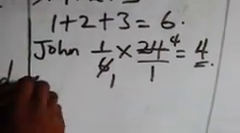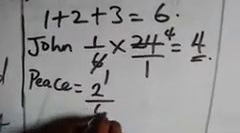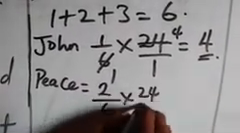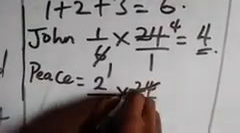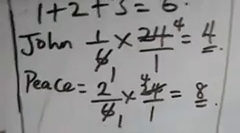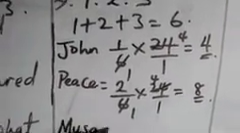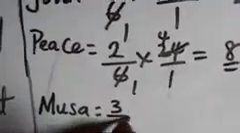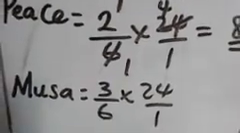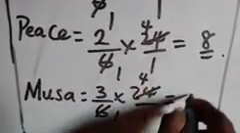The second person is Peace. Peace had 2/6 times 24/1. 6 here gives 1, 6 here will give us 4. 4 times 2 is 8. So 8 altogether. Then Musa. Musa has 3 over 6 times 24 over 1. So we share this. This will give us 1, this will give us 4. 4 times 3 is 12.